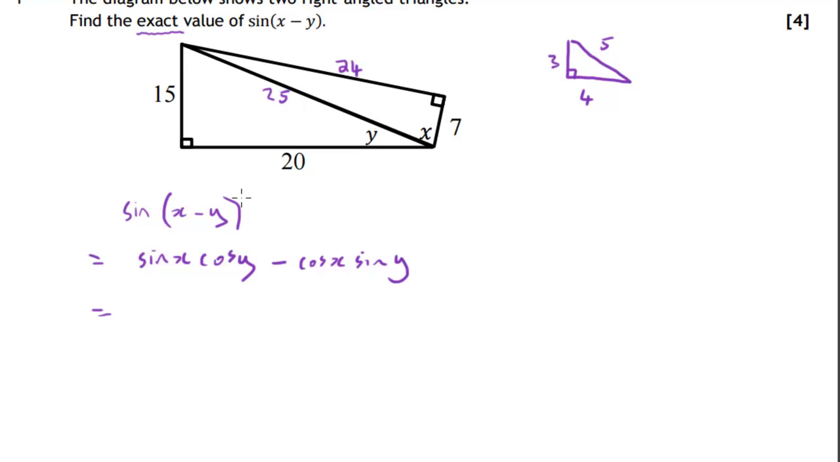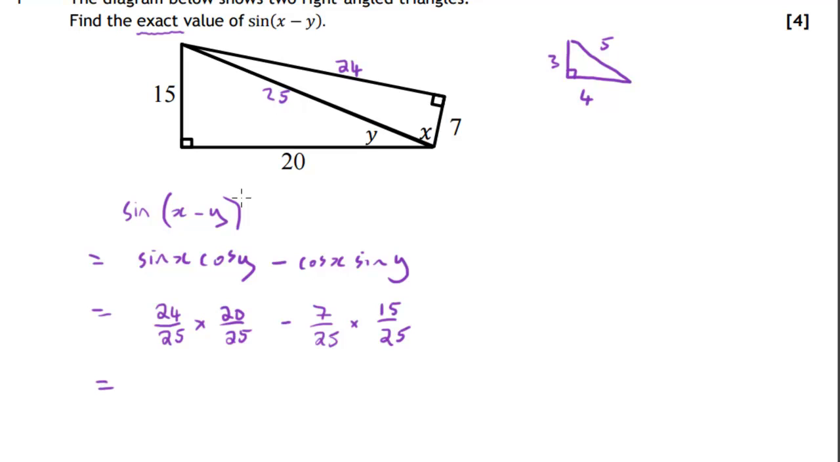Sine x would be opposite side divided by hypotenuse, so 24 is the opposite to x there, hypotenuse of 25. And that's going to be multiplied by cosine of y. Cosine is adjacent over hypotenuse, so 20 over 25 in here. And from that we're going to subtract the cos of x, so adjacent is 7 over hypotenuse of 25, and that multiplied by sine of y, which is opposite over hypotenuse in this triangle here, 15 over 25.